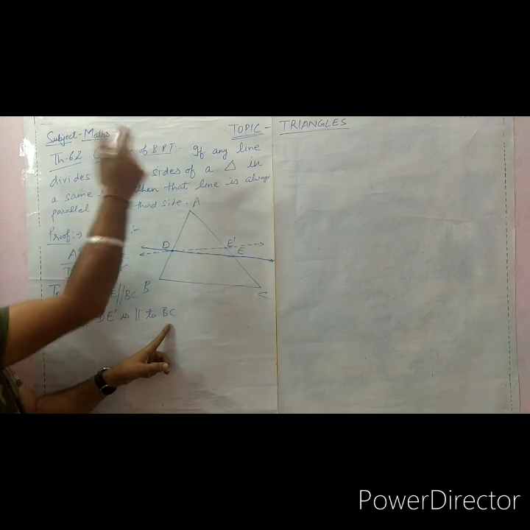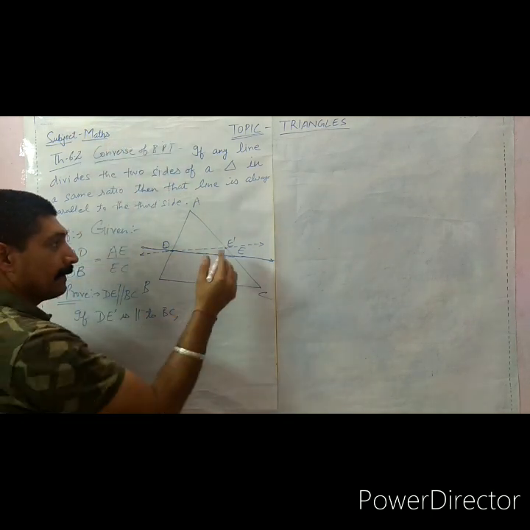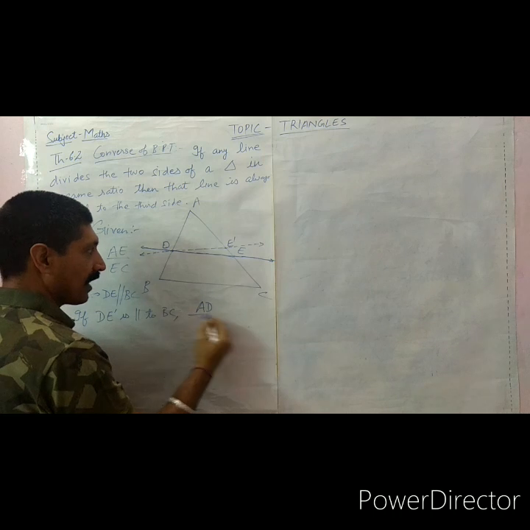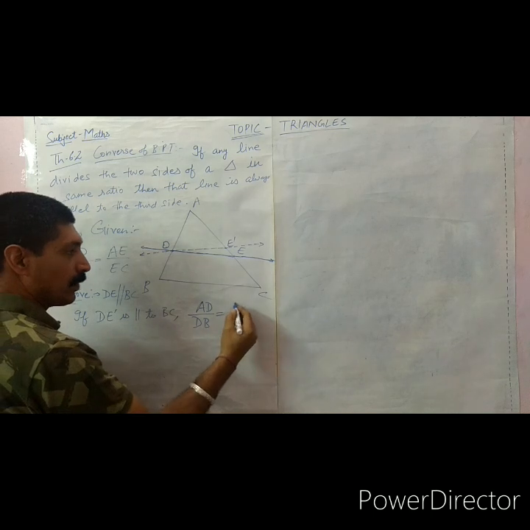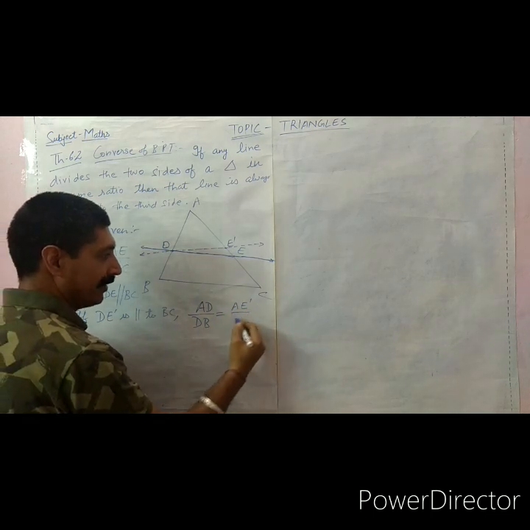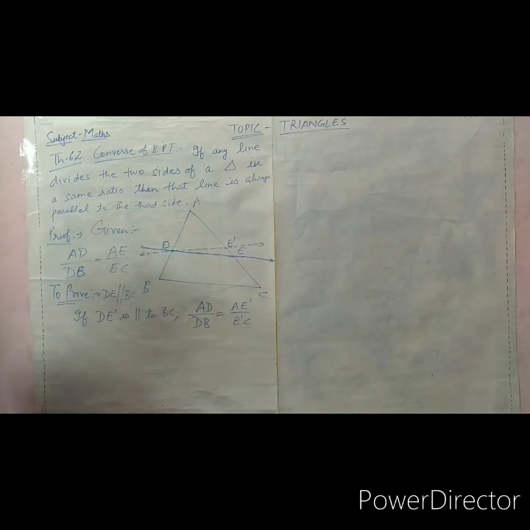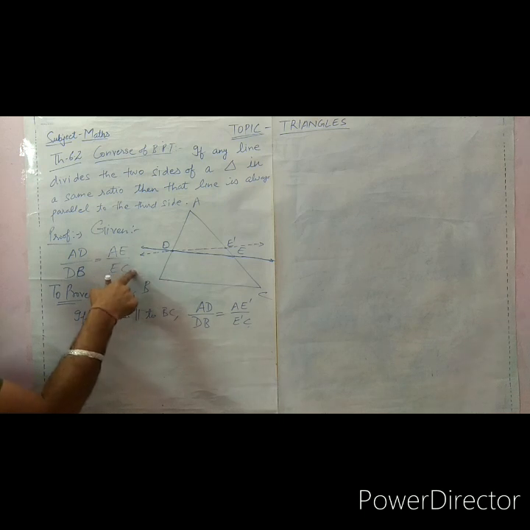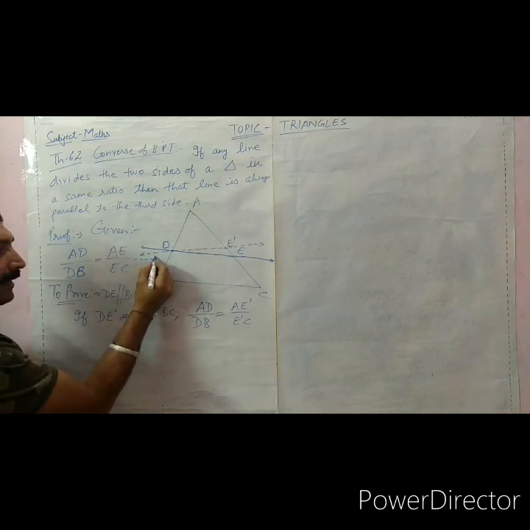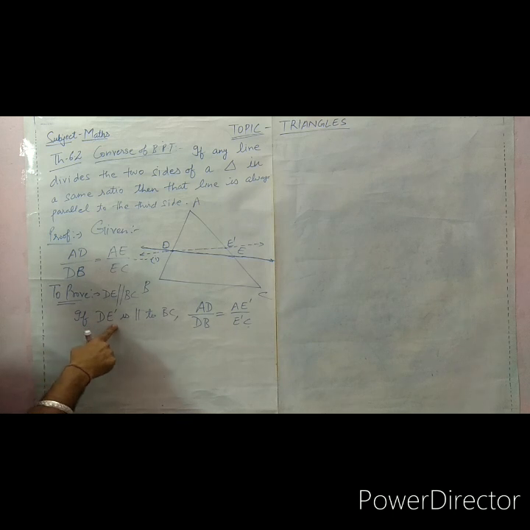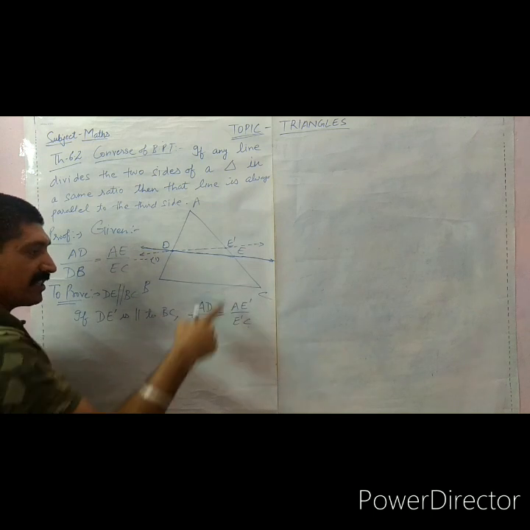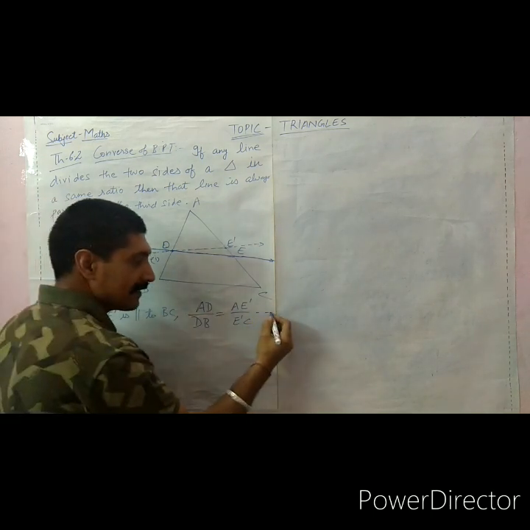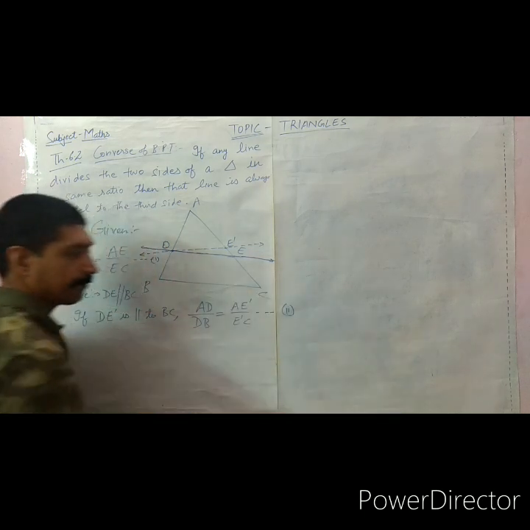Then what does BPT say? BPT says that AD upon DB is equal to AE dash upon E dash C. But what is given? We are given AD upon DB is equal to AE upon EC. That is equation number 1. And we have gone for E dash. If there is any point E dash such that DE dash is parallel to BC, then BPT will apply. This is equation number 2.